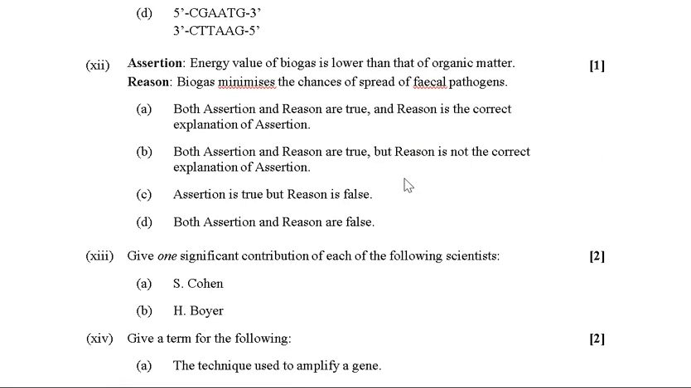Now, question number 12. They have given assertion and reasoning. The assertion states that the energy value of biogas is lower than that of organic matter. The reason given is that biogas minimizes the chances of spread of fecal pathogens. So the assertion statement is correct, and the reason statement is also correct. But the reason given here is not correctly explaining the assertion. So we will take option B as our answer. That means both assertion and reason are true, but the reason does not correctly explain the assertion. So we are taking option B.